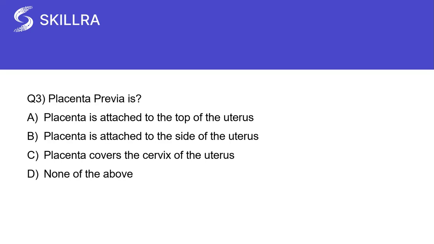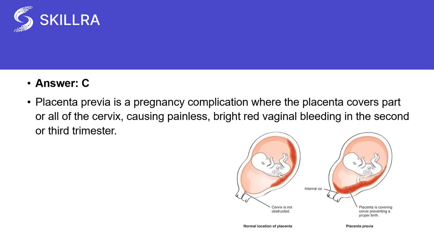Question 3. Placenta previa is option A, placenta is attached to the top of the uterus. Option B, placenta is attached to the side of the uterus. Option C, placenta covers the cervix of the uterus. Option D, none of the above. The correct answer for this question is option C.